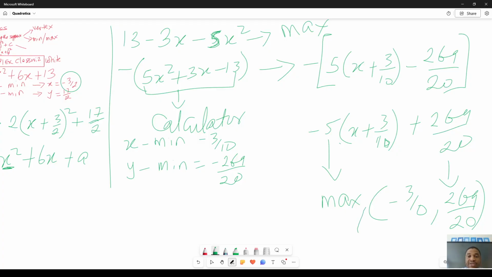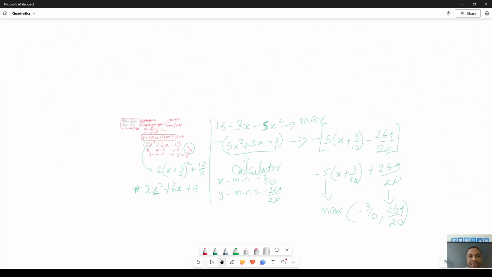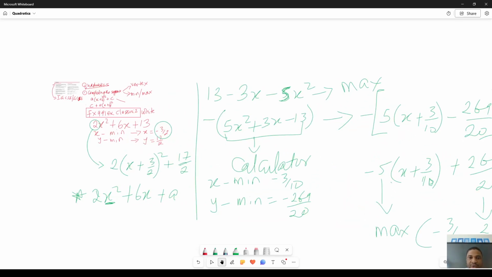So this is what completing the square is. You should not waste time. Your calculator is your best friend. You should not waste time not using your calculator for completing the square. So this is the first thing I want to tell you when you are completing the square.